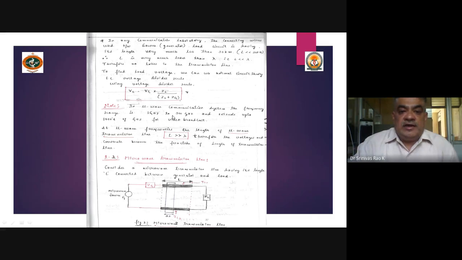Now, in the normal case, the length of the transmission line would be far lesser than lambda.